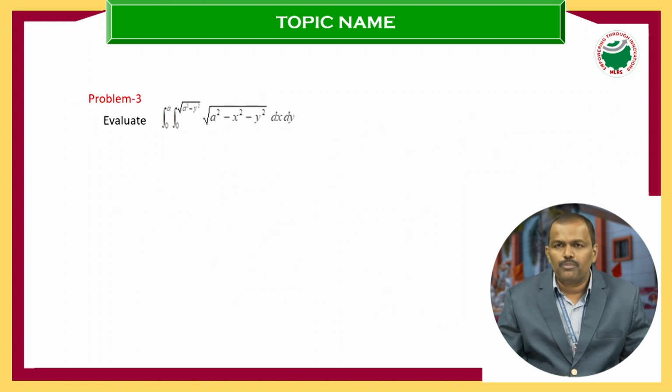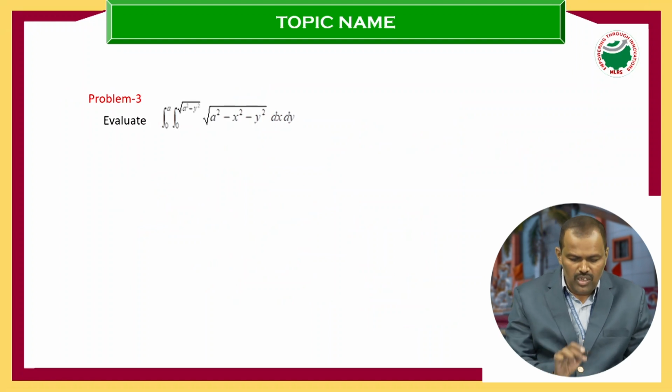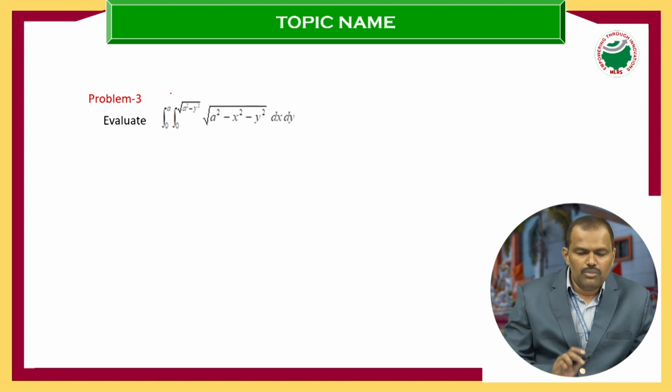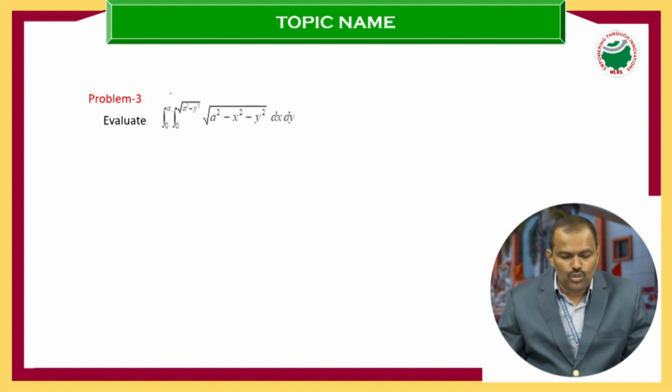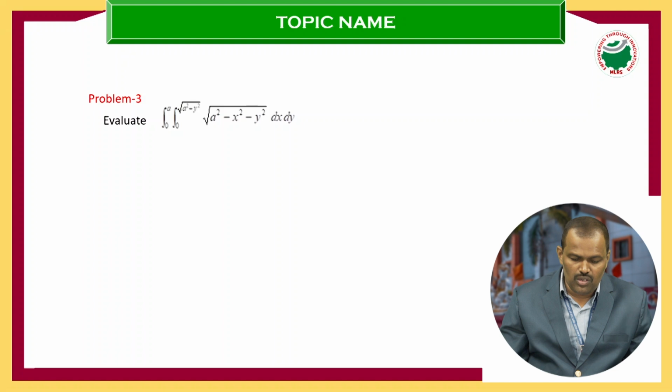So look at this problem. In this problem, it's very clear. One of the limits is 0 to a, another limit is 0 to square root of a square minus y square. Square root of a square minus x square minus y square dx dy.